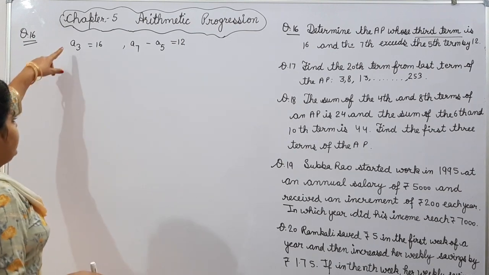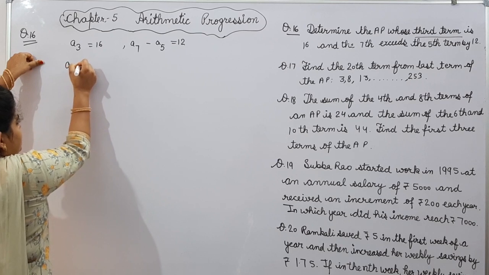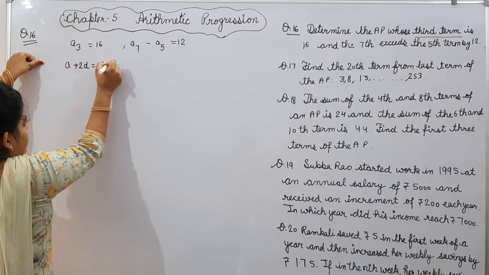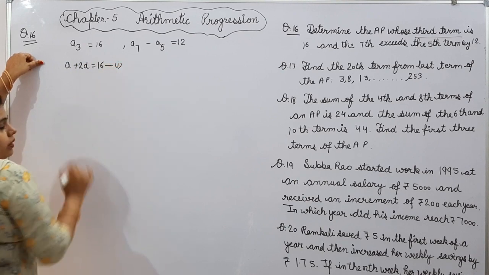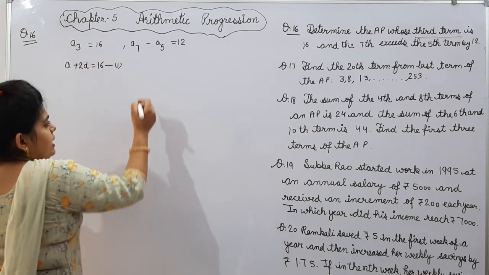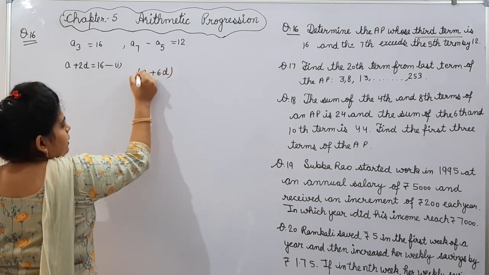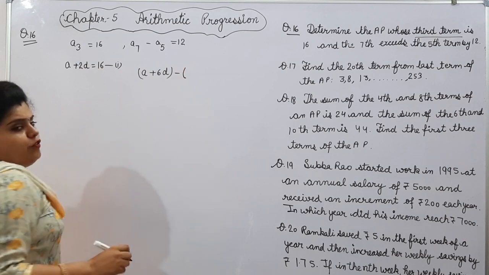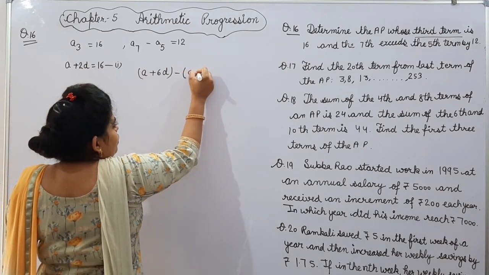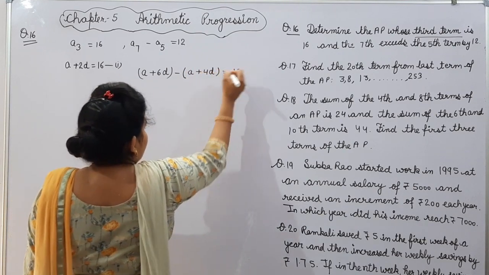So let's see. A3 will equal a plus 2d and it is equal to 16. Let it be equation number 1. A7, how will we write A7? A7 is equal to a plus 6d, minus A5. A5 will equal a plus 4d, and this is equal to 12.